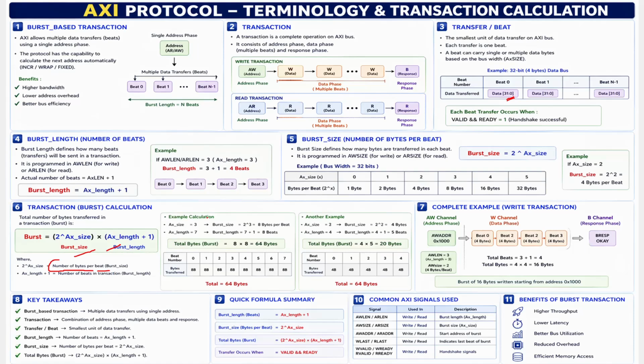Suppose we give AxLEN as 7 and AxSIZE as 3. Then 2 power 3 is 8, which means 8 bytes per beat. In one beat you are transferring 8 bytes. Then burst length is 8, so 8 beats you are transferring. Total 8 beats and 8 bytes per beat, so 64 bytes of data you are transferring. That is what we explained up to yesterday's class.